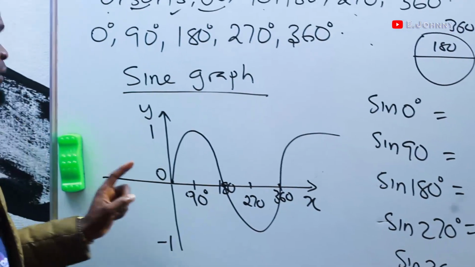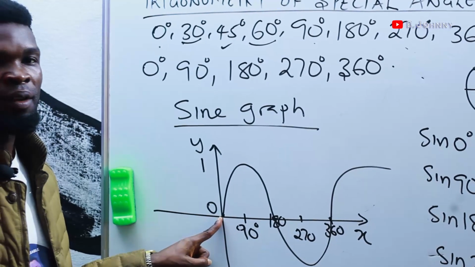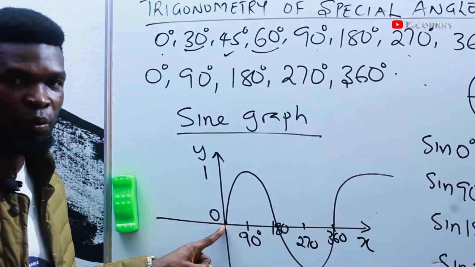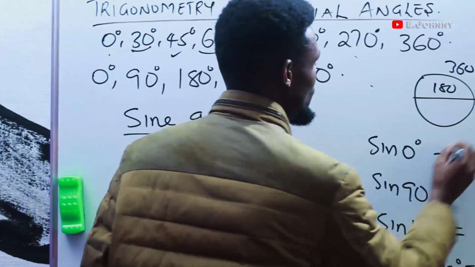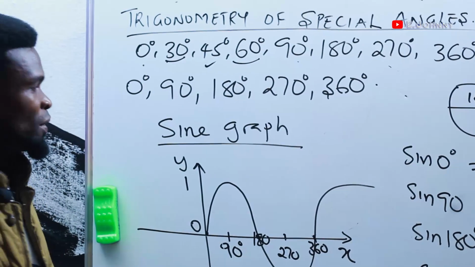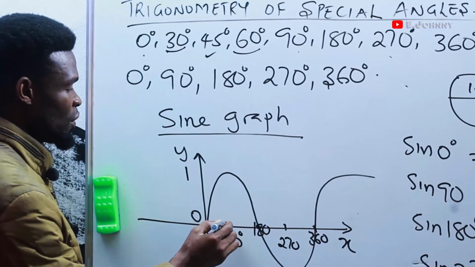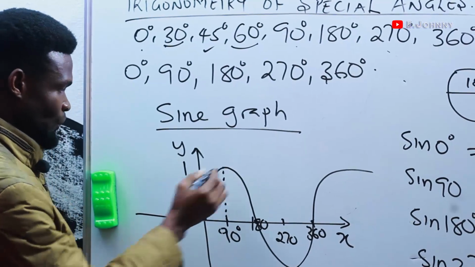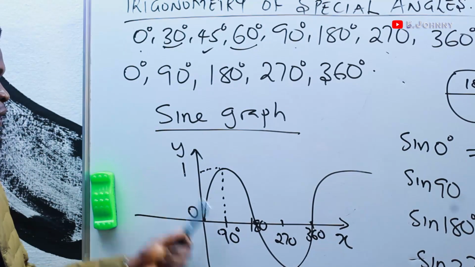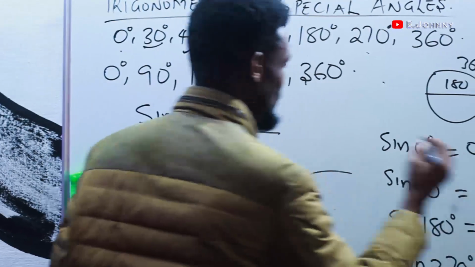Note that the sine graph, like I said earlier, begins from the origin, 0. So automatically sine 0 is 0. It starts from the origin. Even if you punch your calculator, sine 0 will always give you 0. But sine 90, where is 90? Look at 90 here. You take it up and then take it to the y-axis. It gives you 1. So you can see that sine 90 is 1.